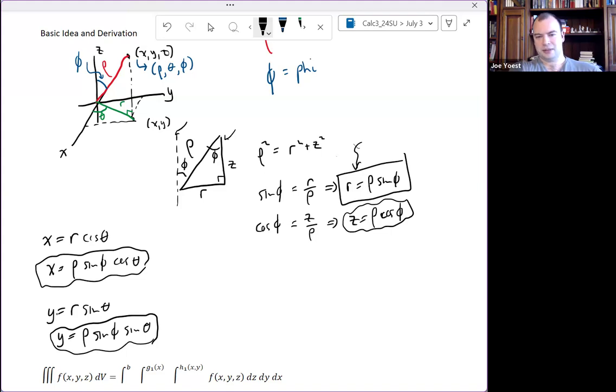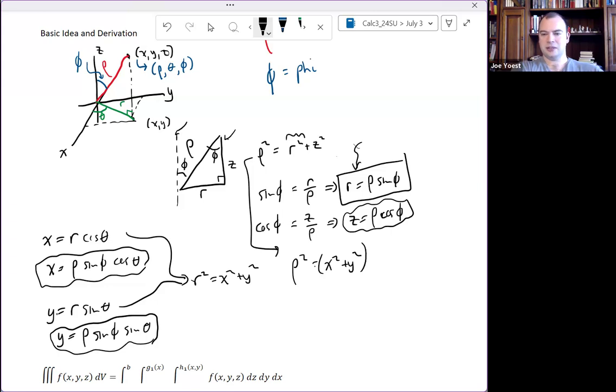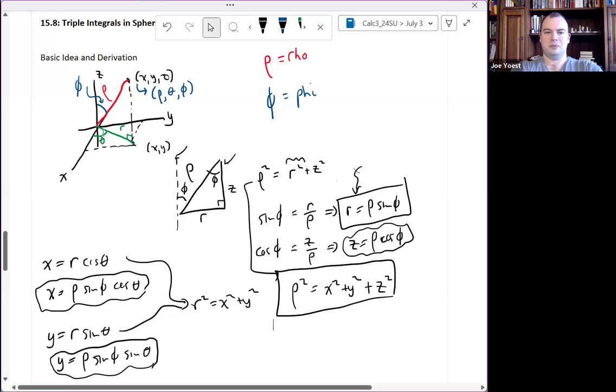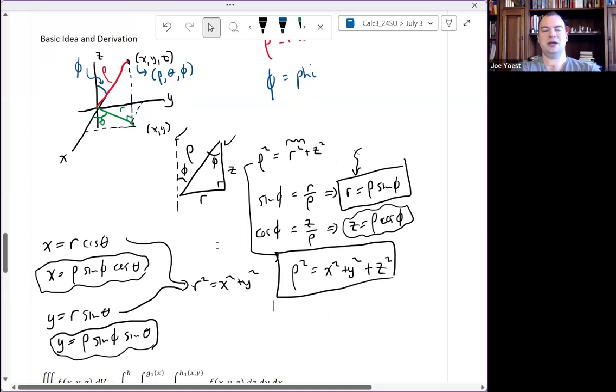I also know that r squared equals x squared plus y squared. The polar r squared is x squared plus y squared. So that tells me that rho squared is x squared plus y squared, from the r squared, plus z squared. And that makes perfect sense. Rho is the distance from the origin to (x, y, z), right? We can see directly from these bits over here that we get that out.